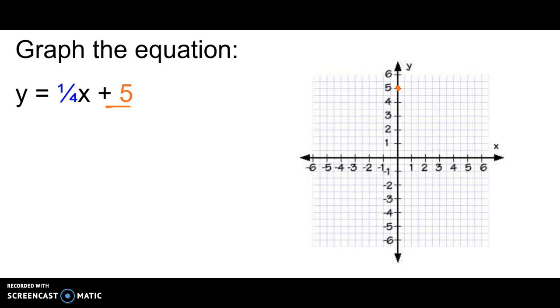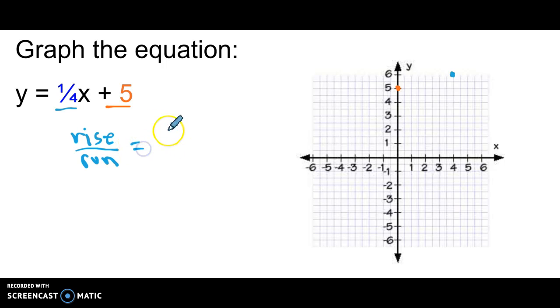And then to find another point or two on our line, we're going to use our slope. So remember, another way to think of slope is rise over run. Okay, so we're going to start from this 0, 5 that we put on here as our y-intercept, and we're going to count up 1 unit, and then we're going to go to the right 4 units. So it looks like there's another point on our graph.